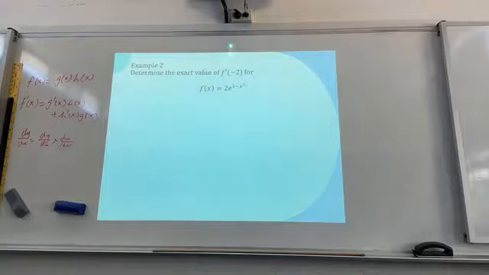Alright, example 2. Can you determine the exact value of the first derivative of f(x) with x equals minus 2? Exact values. You need to be able to differentiate 1 minus x squared.